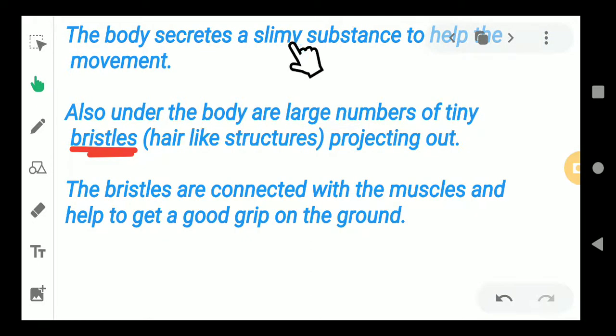For the smooth locomotion of the earthworm, its body secretes a slimy substance which helps the movement. And also, under the body there are a large number of tiny bristles, that means hair-like structures projecting out of the body. The bristles are connected with the muscles and help to get a good grip on the ground.